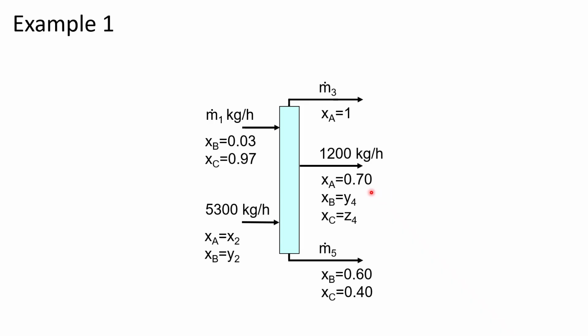So our goal is going to be to try to determine all the unknown quantities over here, all the unknown flows that are designated by an M dot with a subscript, and then all the unknown mass fractions, which are denoted by X, Y, and Z with a subscript.